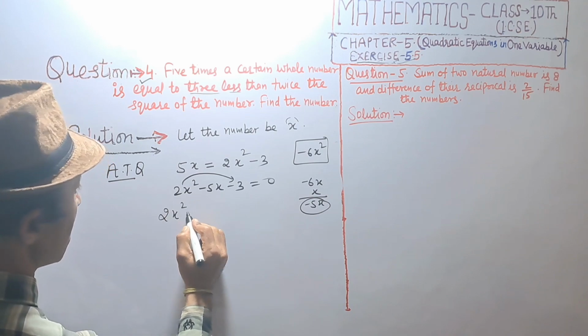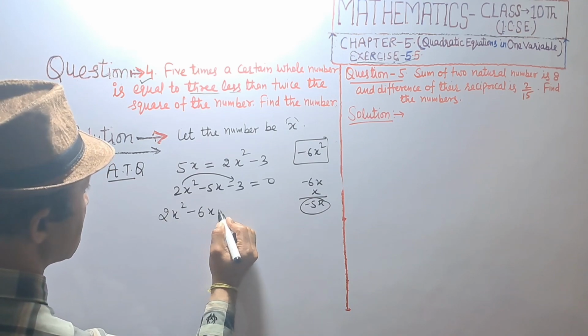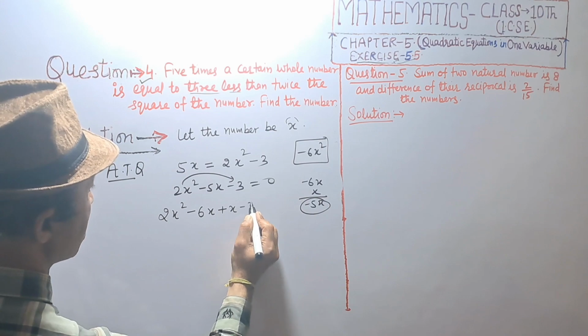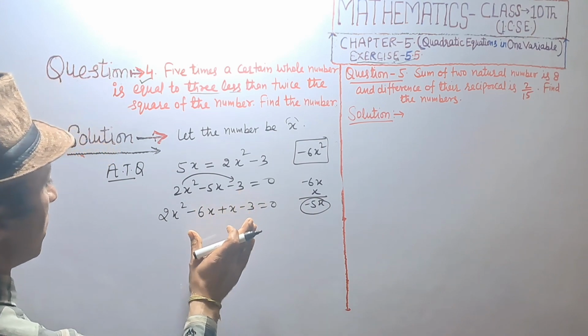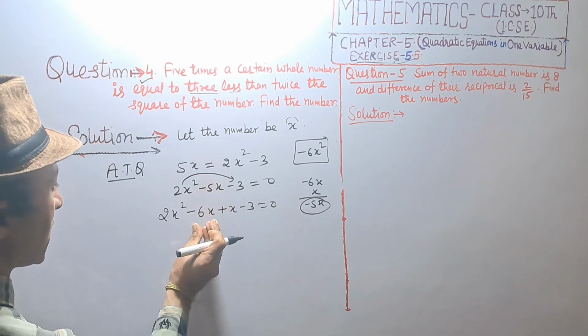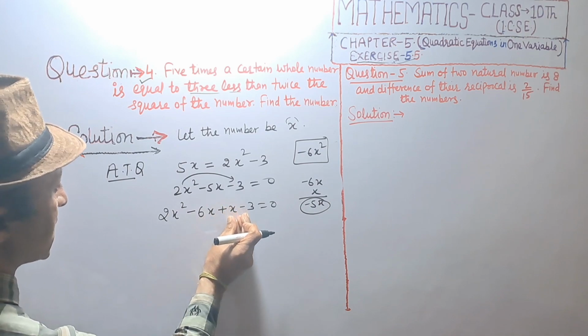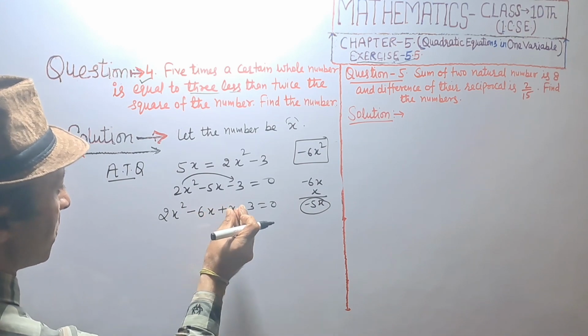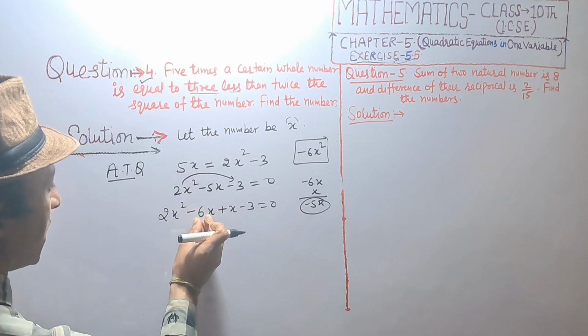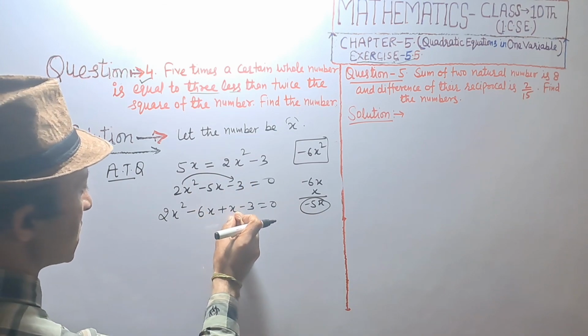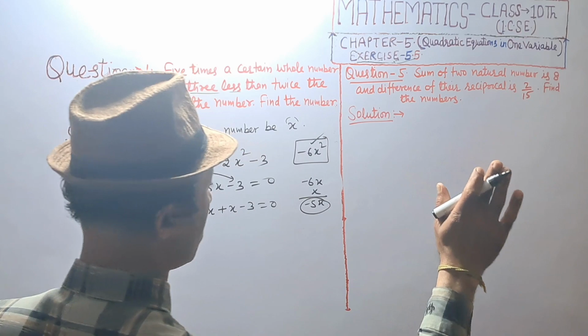2x square minus 6x plus x minus 3 is equal to 0. We are splitting minus 5x, that is equal to minus 6x plus x. Minus 6x plus x equals minus 5x, and minus 6x into x is equal to minus 6x raised to power 2.